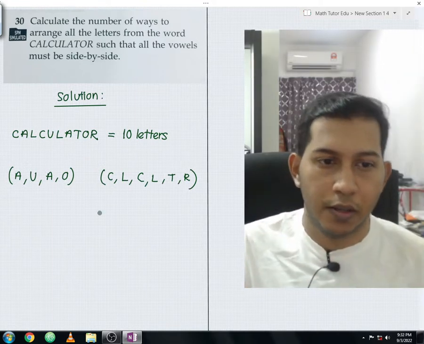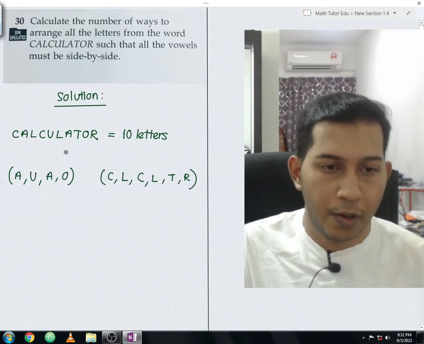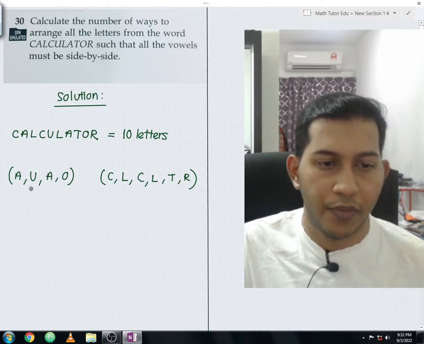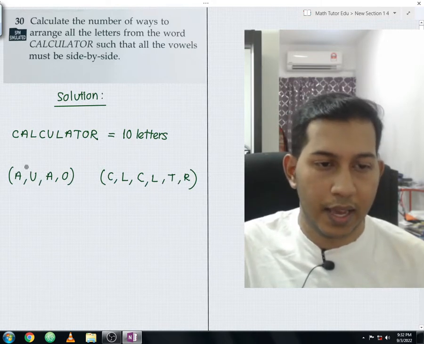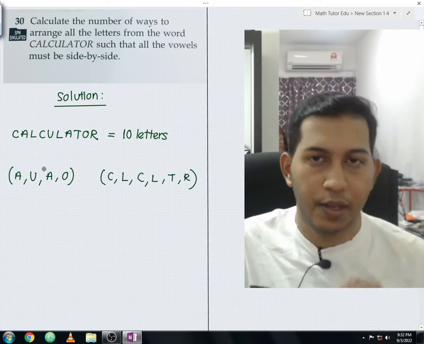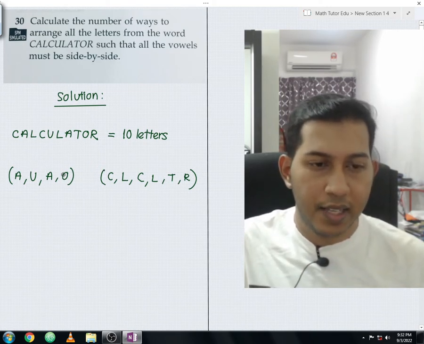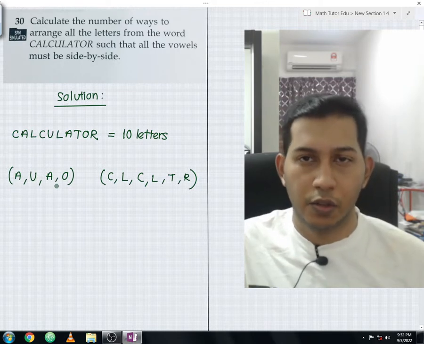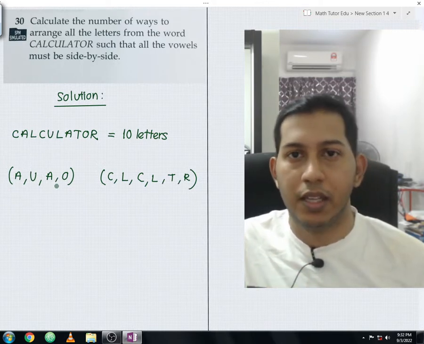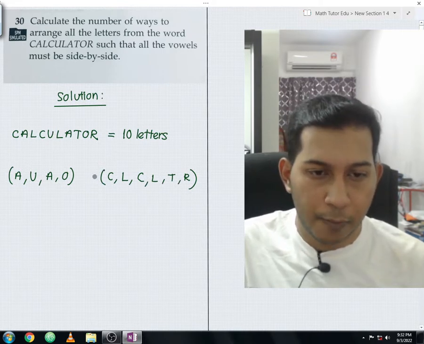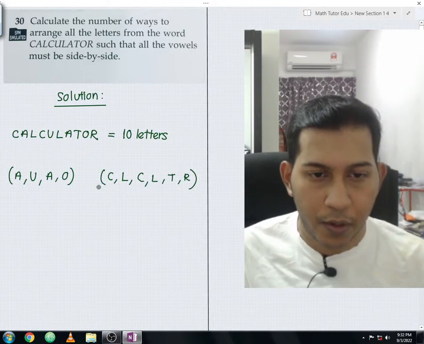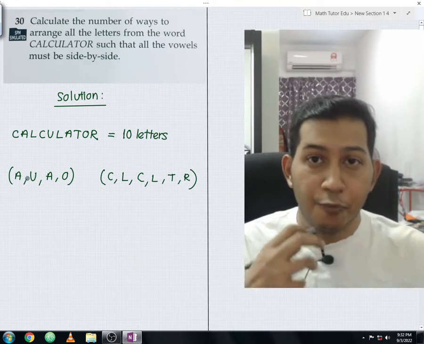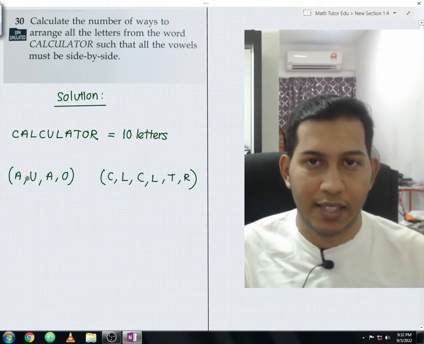Once we're done with case 1, we can proceed with case 2, where we form the arrangement within the vowels. As you can see, with A, U, A, O, you can form arrangements such that the U comes first, or the O is in the first position and the A in the middle position, something like that. You can form an arrangement within themselves. This case 2 correlates with case 1, so your final answer will be case 1 times case 2. As you place the single vowel block between the consonants, the vowels can form the arrangement within themselves. I hope you understand now.